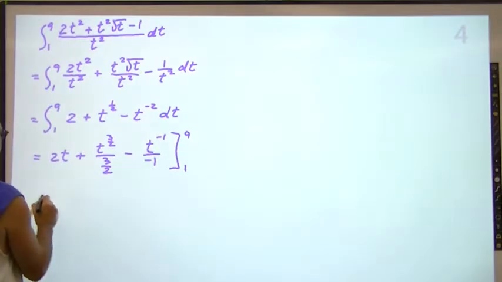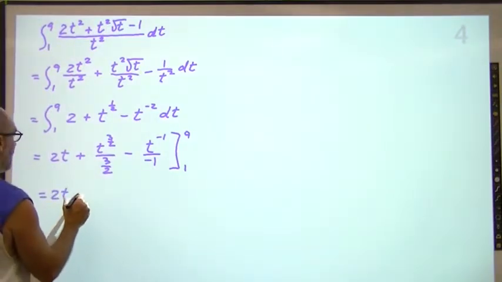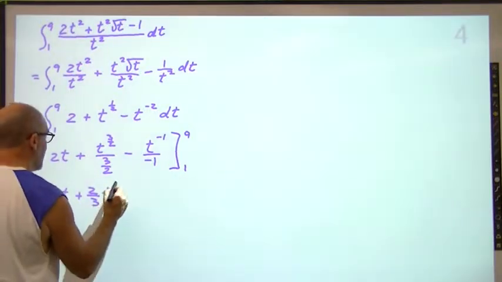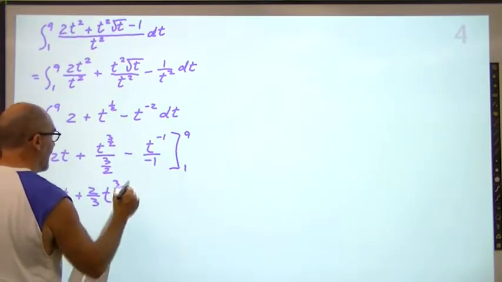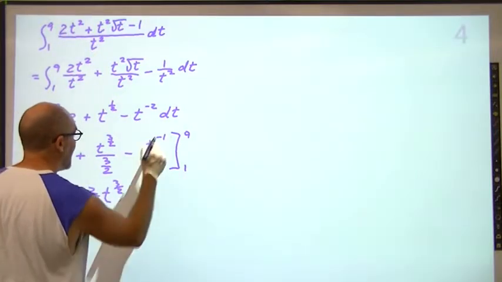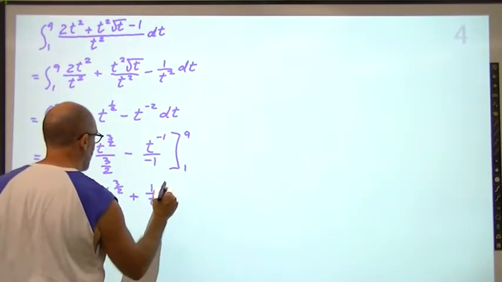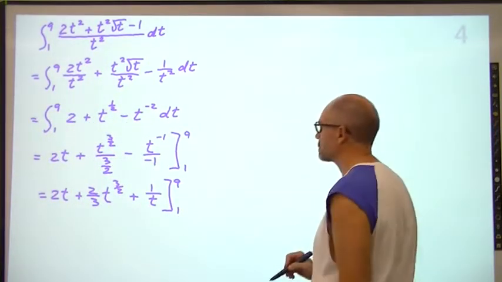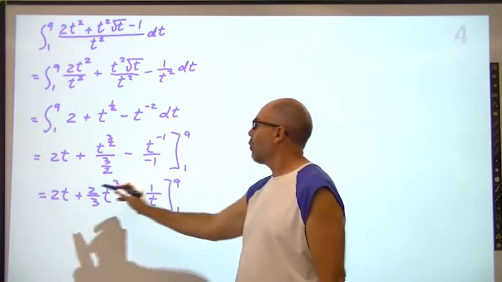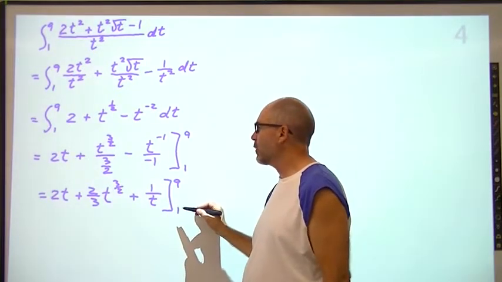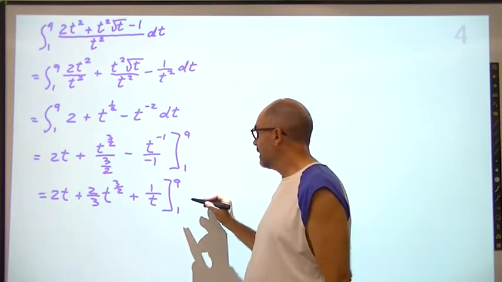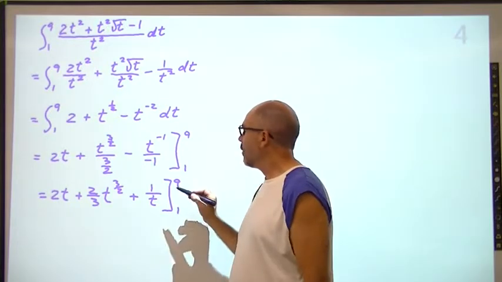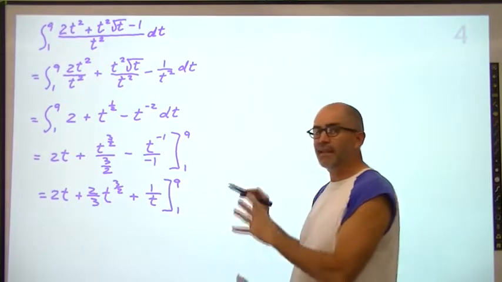Okay, so let's clean this up a little. So we've got 2t plus, now 3/2 on the bottom make it 2/3 on the top. And then minus the negative becomes plus. T to the -1 is 1 over t. Now, notice the lower limit of integration will matter. If it had been 0, we'd be in trouble because we'd have an undefined term. But now we have to put in the 9s and the 1s and subtract.